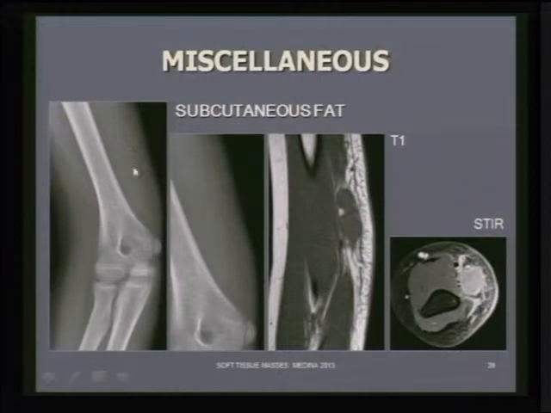The deep soft tissue margin here is blurred, and we see this reticular soft tissue swelling, and that indicates an inflammatory lesion within the soft tissues. This, in fact, turned out to be inflammatory lymphadenopathy due to infection, as shown on the MRI study.